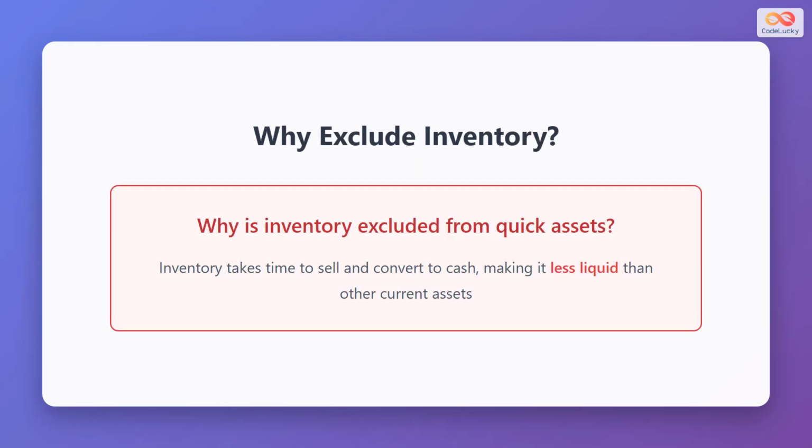You might wonder why inventory is excluded from quick assets. The reason is simple. Inventory takes time to sell and convert to cash, making it less liquid than other current assets. A company might have valuable inventory, but if it needs cash immediately to pay bills, that inventory might not help. It could take weeks or months to sell inventory, especially during economic downturns. This is why the quick ratio provides a more conservative view of liquidity.